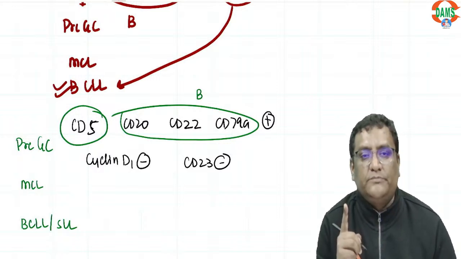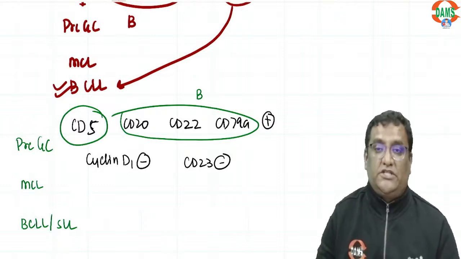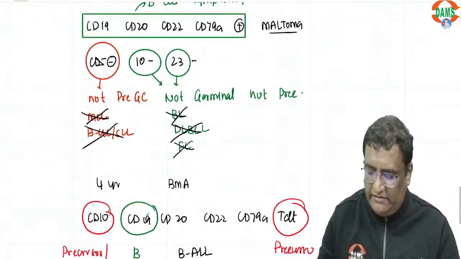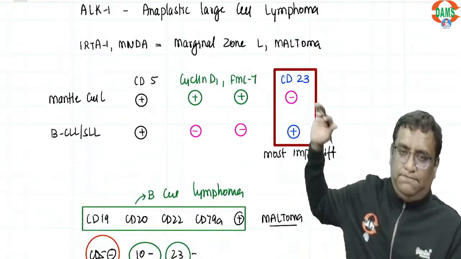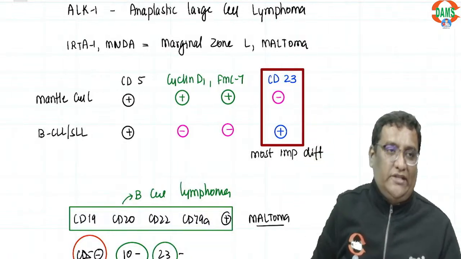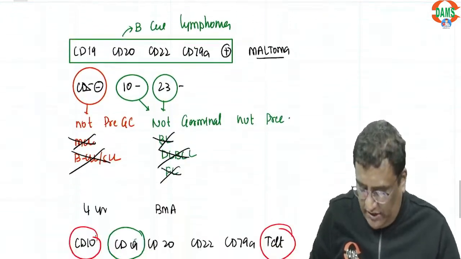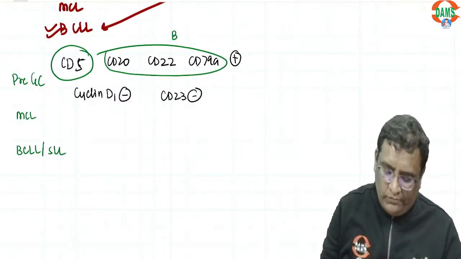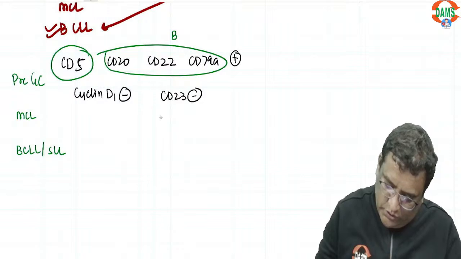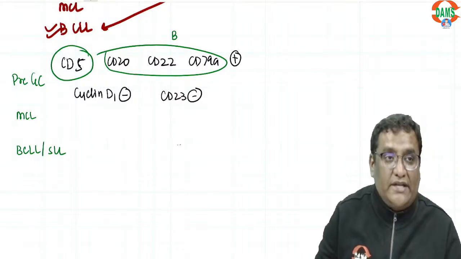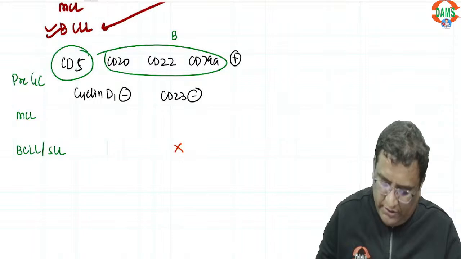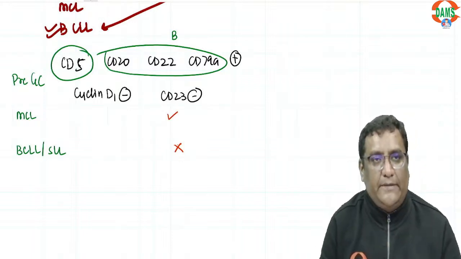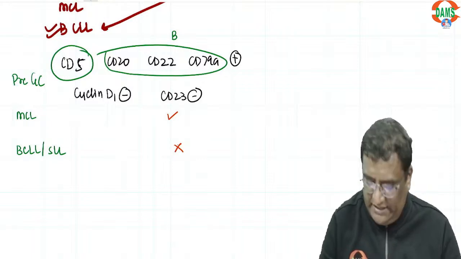But what is the most important difference between BCLL, SLL, and mantle? We wrote this point already, by the way. Look at this. The most important difference is CD23. Whenever there are contradicting results of CD markers, go by whatever CD23 tells you. CD23 is negative, which means it cannot be BCLL. It has to be mantle cell, isn't it? Yes, this is a mantle.